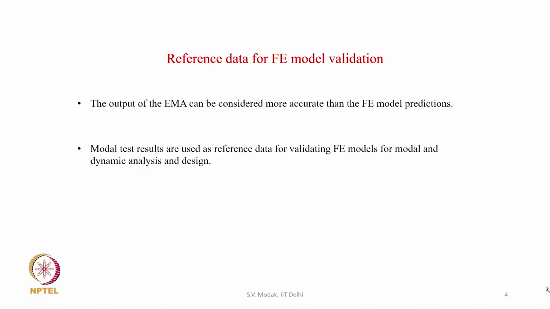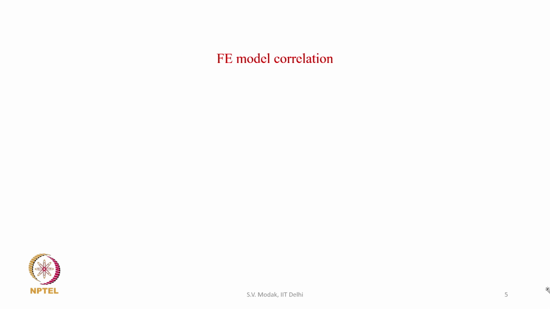However, the FE model predictions may be associated with some inaccuracies, as we discussed on the previous slide, and therefore they are not supposed to be as accurate as the test results. They may be precise. So, we may calculate the dynamic characteristics to a good precision, but they may not necessarily be as accurate. That is why, if we want to compare the accuracy of FE model predictions, they can be compared against the modal test data. And that is why the modal test data is used as reference data for determining the accuracy of the FE model predictions. So, now what is FE model correlation?